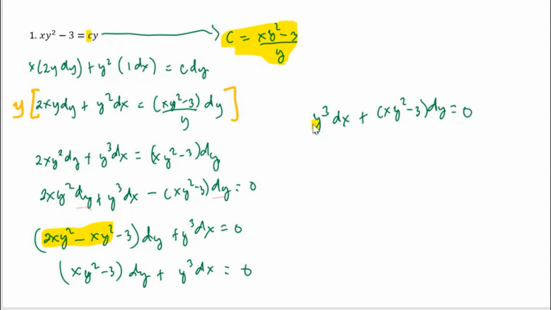So this will now be my final answer by rearranging it in terms of dx plus dy equal to 0. Or if you like, you can still write your answer in this form wherein dy comes first before dx. Okay, for number 2, we have y equals ax squared plus bx plus a constant.